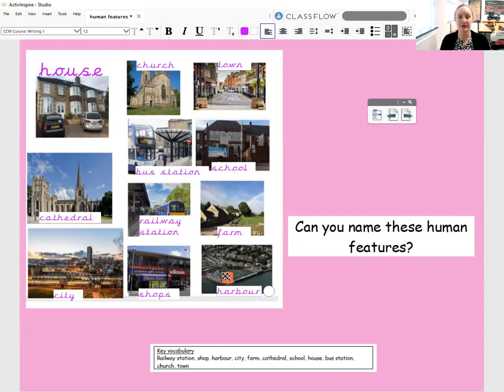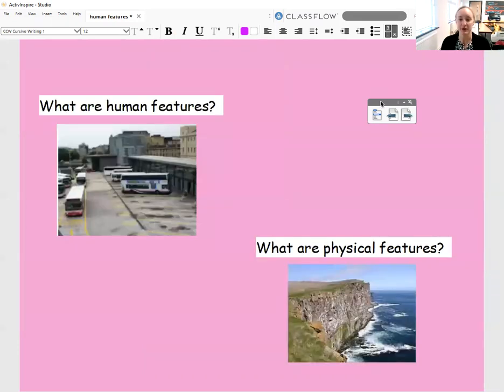Okay, so well done if you were able to remember and name all of these human features that we looked at yesterday, because that was a lot of vocabulary to bamboozle your brain with. So we're going to have a little think now. Just want you to spend a little bit of thinking time. What are human features and what are physical features? Because we've looked at physical features with Miss Ayres, and this week we're looking at human features. So we need to think about and remember what the differences are between them. So just spend a second having a little think.